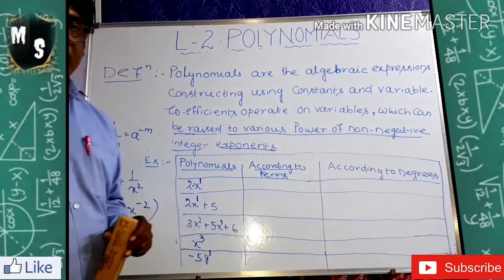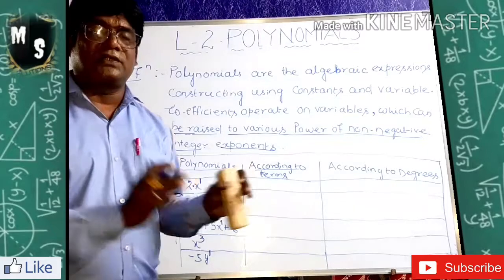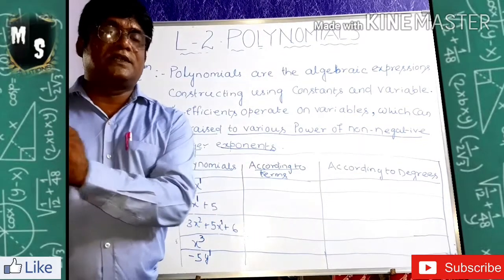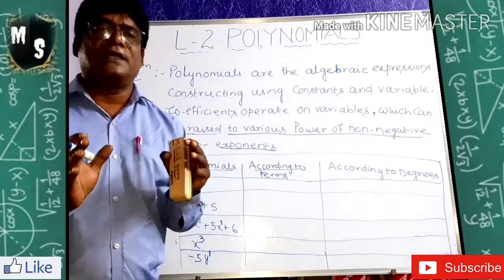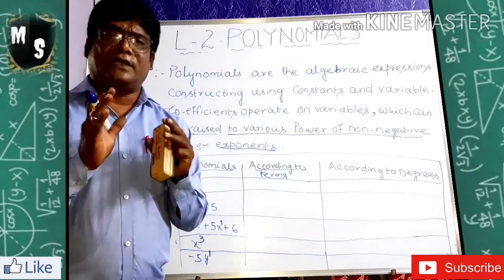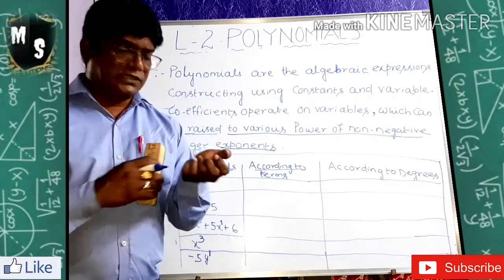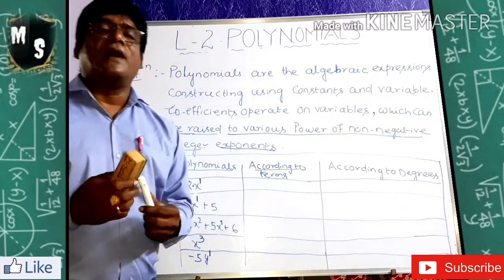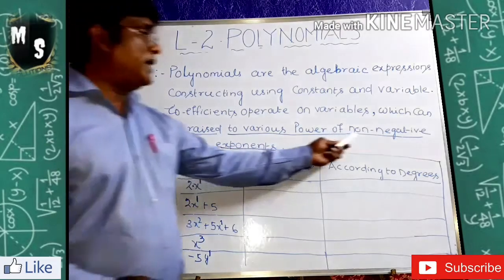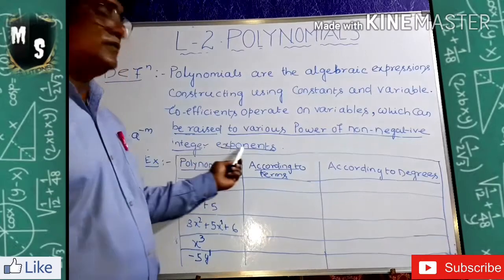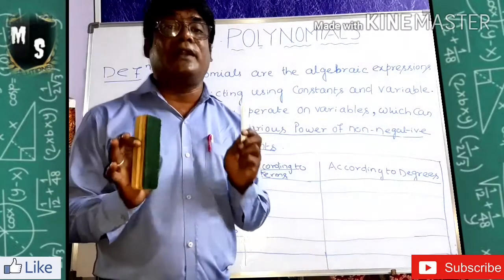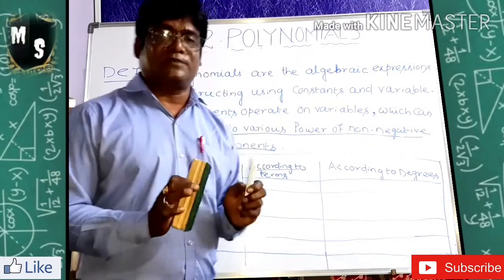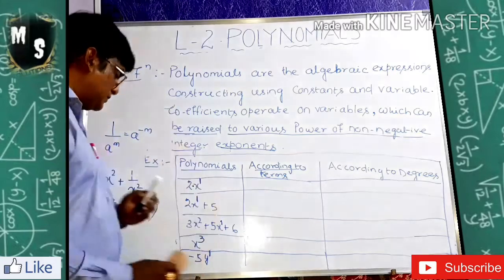Understood now? Clear? What are the polynomial expressions? What are the non-polynomial expressions? Polynomial expressions are always those algebraic expressions consisting of constants and variables, and the variable power must be a non-negative integer exponent. Their exponent must be non-negative, that means positive exponents. I hope you understood.